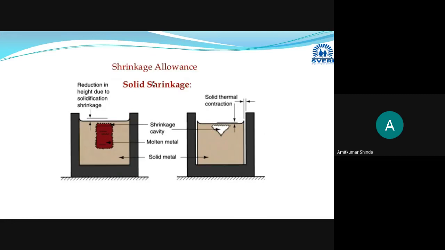Then this is the solid shrinkage, a reduction in the height due to solidification. After solidification, some shrinkage will be there. This will be solid shrinkage. Here you can see the reduction in the size. This will be termed as the solid shrinkage.